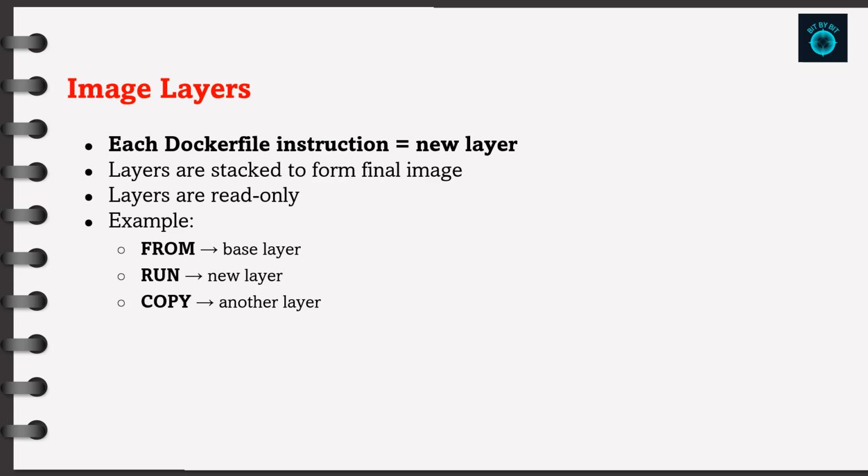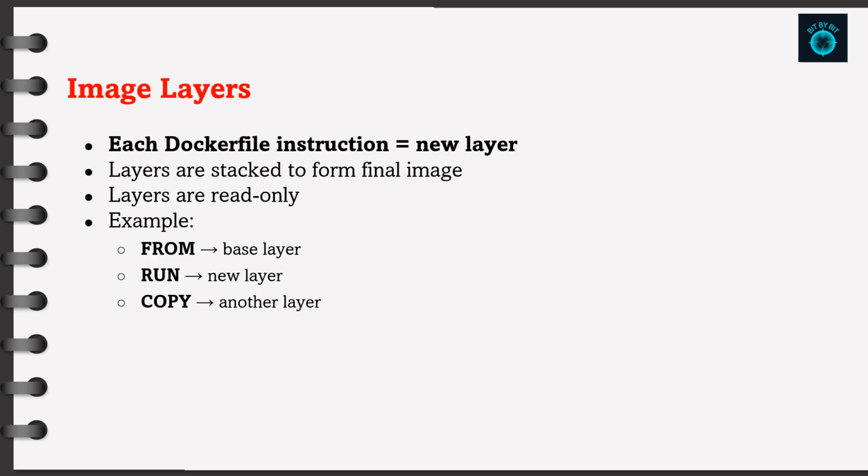Image layers. When Docker builds an image, it doesn't create one big block. Instead, it builds the image in layers. Each instruction in your Dockerfile creates a new layer. For example, the FROM command creates the base layer, a RUN command creates another layer, a COPY command creates yet another layer. These layers are stacked on top of each other to form the final image. The advantage is that Docker can reuse layers between builds and between images.